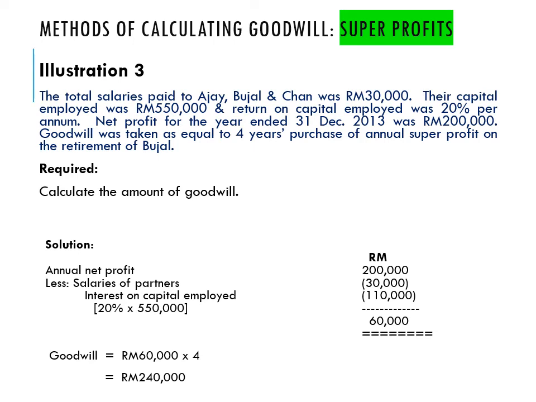Okay, so you would have to take the annual net profits, minus the salaries of partners, and minus the interest on capital employed. So you will get the net balance of 60,000. This balance is then multiplied by an agreed number to arrive at the value of the goodwill. The question states that the goodwill was taken as equal to 4 years purchase of annual super profits. So 4 is the agreed number to get the goodwill. So 60,000 times 4, you will get 240,000 as the goodwill.